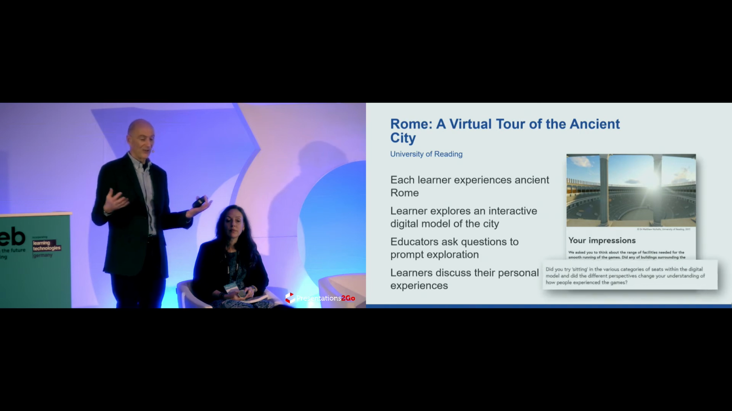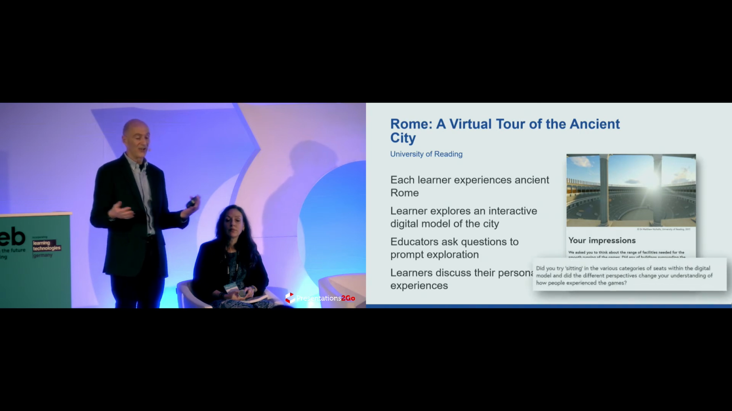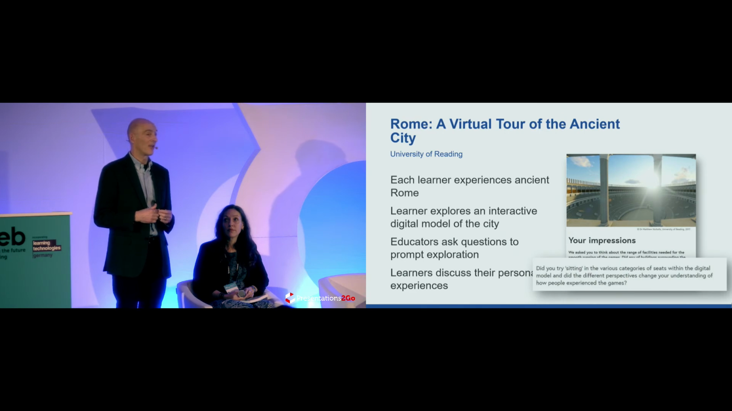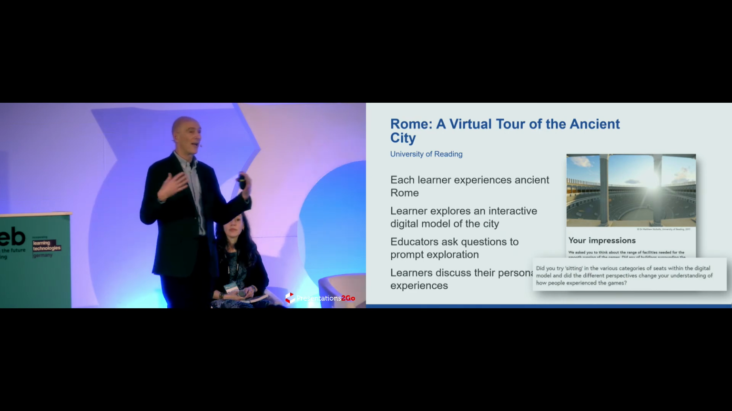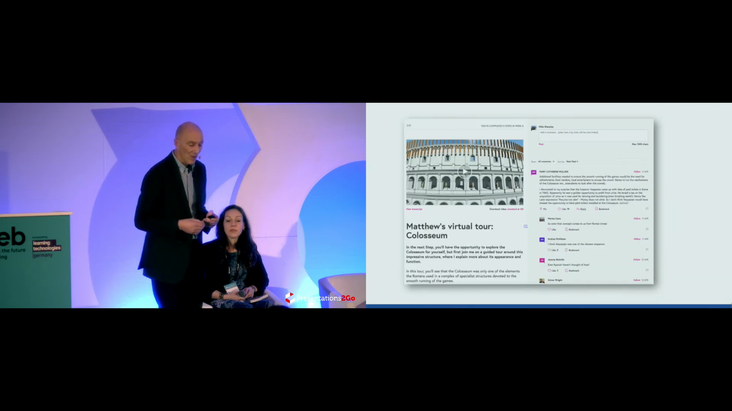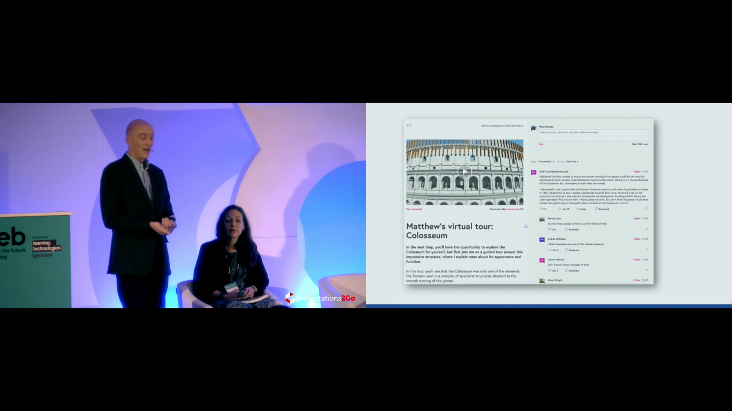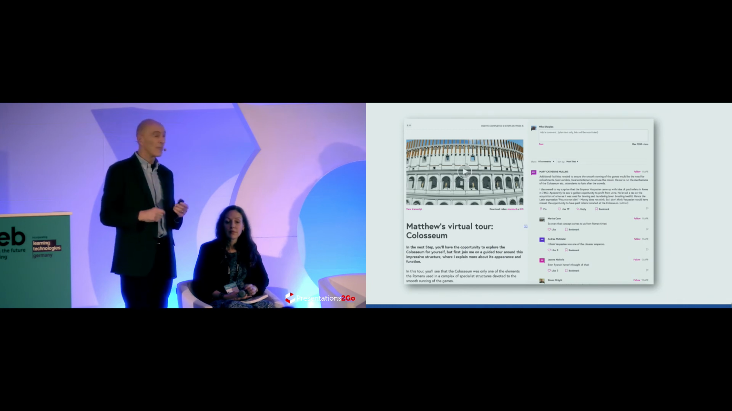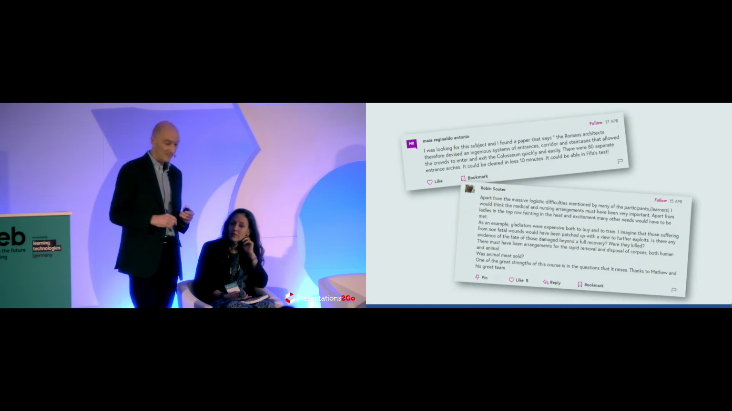So here, did you try sitting in the various categories of seats within the digital model? How did the different perspectives change your understanding of how people experience the games? So you start by asking the learners to experience a new environment and then to discuss it. And what happens then when they do that? Well, down the right-hand side, you can see part of that conversation. And I've just taken two examples pretty much at random, so these are not being cherry-picked.